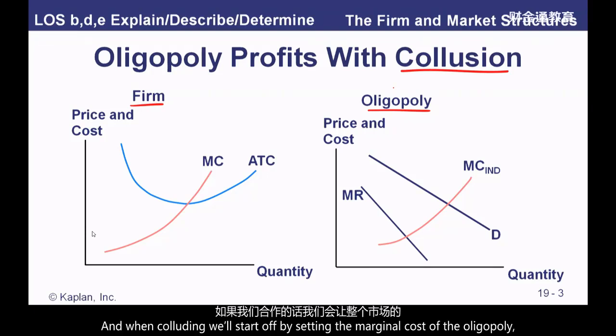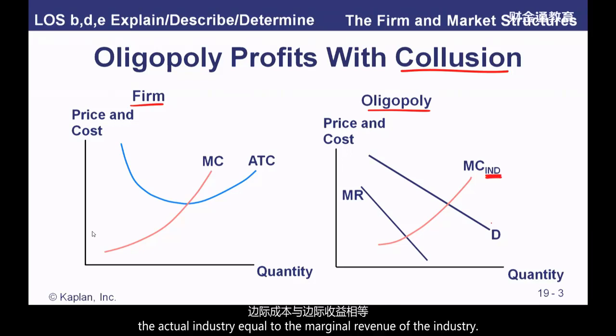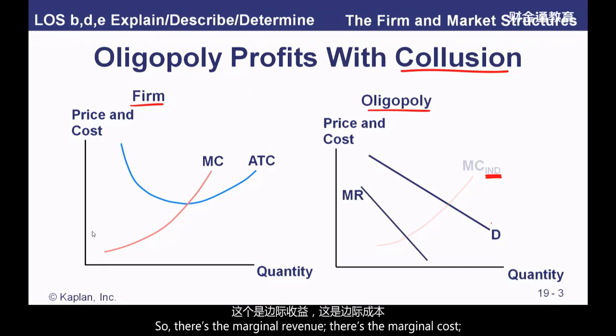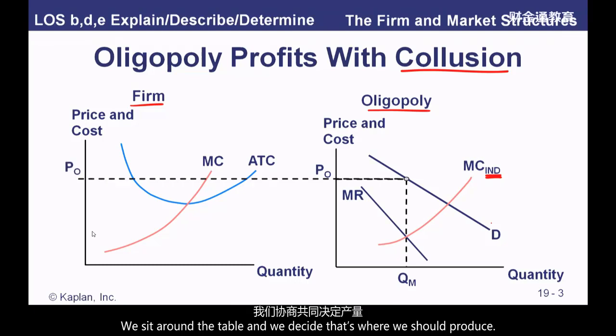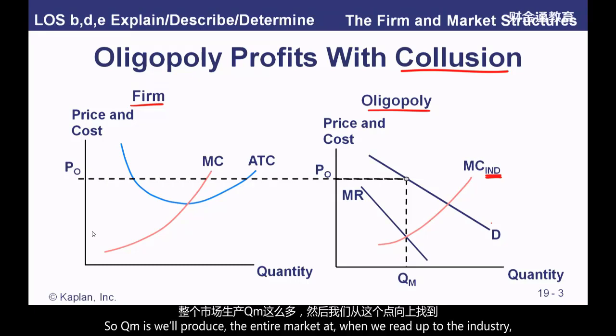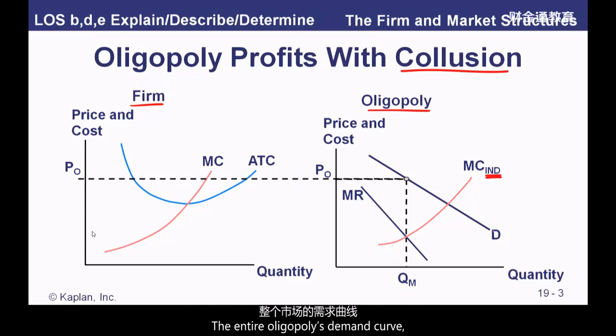If the firms in the oligopoly actually collude, we are going to start off here on the right-hand side. When colluding, we will start off by setting the marginal cost of the oligopoly, the actual industry, equal to the marginal revenue of the industry. So there's the marginal revenue, there's the marginal cost. We sit around a table and we decide that's where we should produce. So QM is the quantity we'll produce for the entire market. We read up to the industry, the entire oligopoly's demand curve, and set the price to be P0.